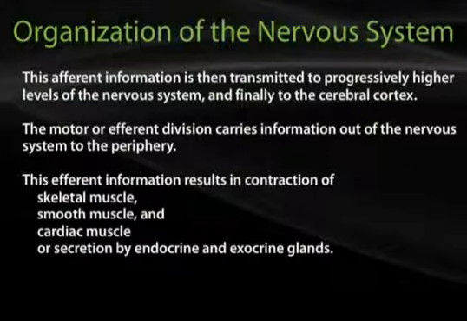The motor or efferent division carries information out of the nervous system to the periphery. This efferent information results in contraction of skeletal muscle, smooth muscle, cardiac muscle, or secretion by endocrine and exocrine glands.